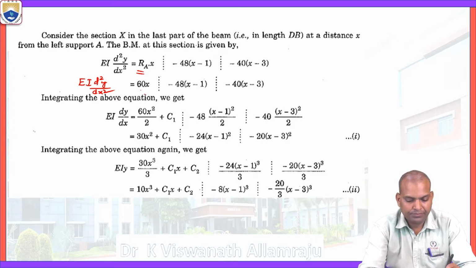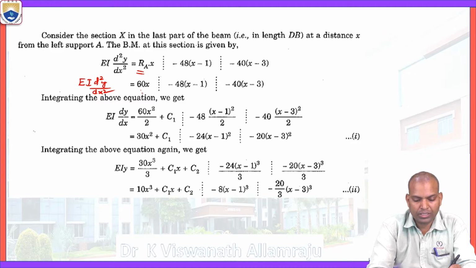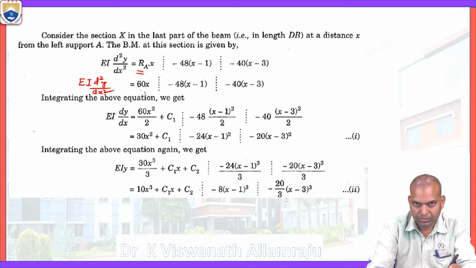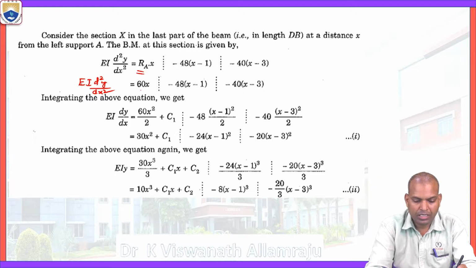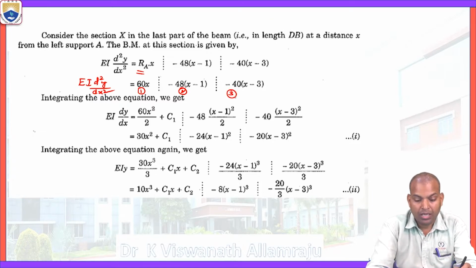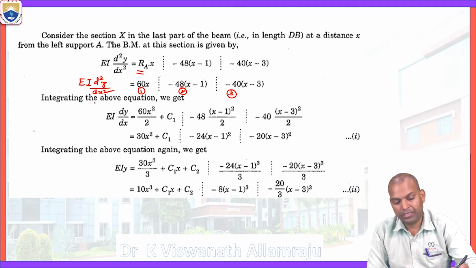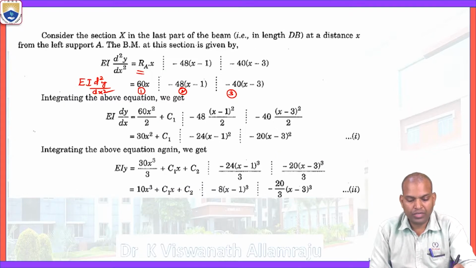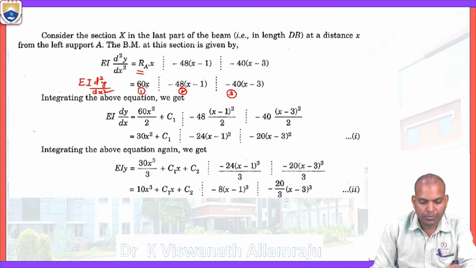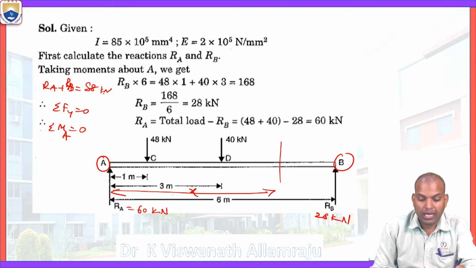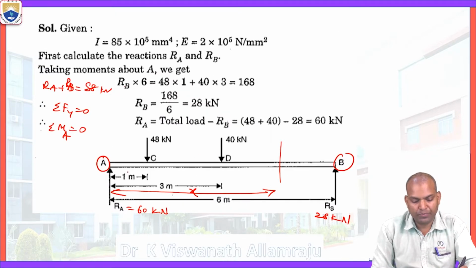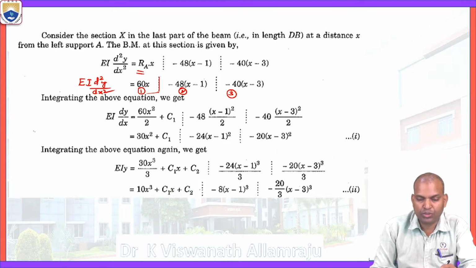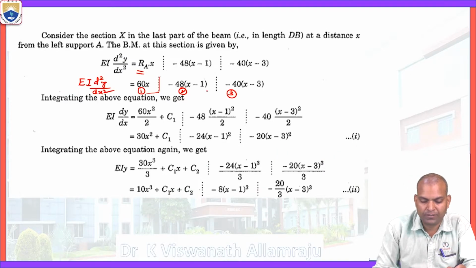So this equation, if you want throughout the span of the beam from the left support up to support B, then we have to use the total partitions, partition 1, partition 2 and partition 3, the sum of these three terms. But if you require between up to point C, then we have to use the variation of the slope and deflection up to 60x, up to part 1. And if we want from A to D, then 60x minus 48 times x minus 1 we have to consider.